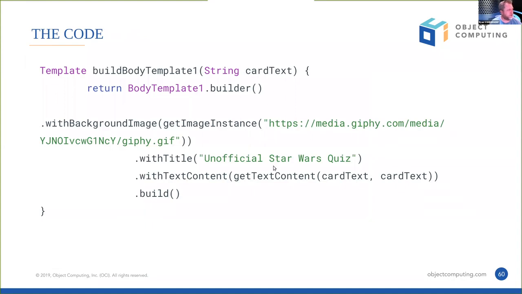And here's what the code looks like to do these things, right? So we basically just create a class for each one of these, and then we create a builder, and then we start building it up. We've got a background image we can add, we can add title, we can add text content. The text content itself can have fonts in it and things like that as well.